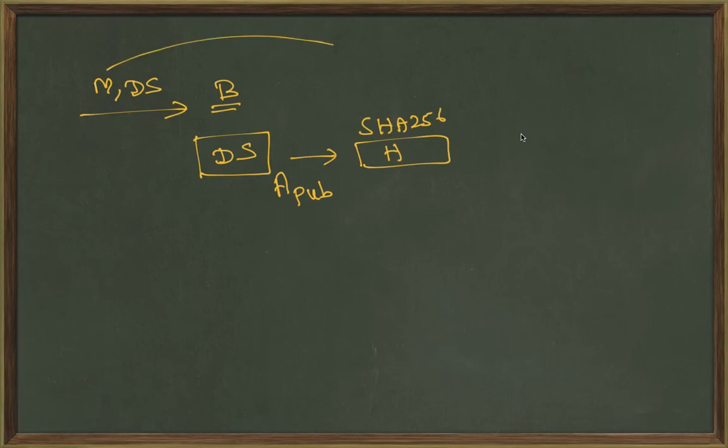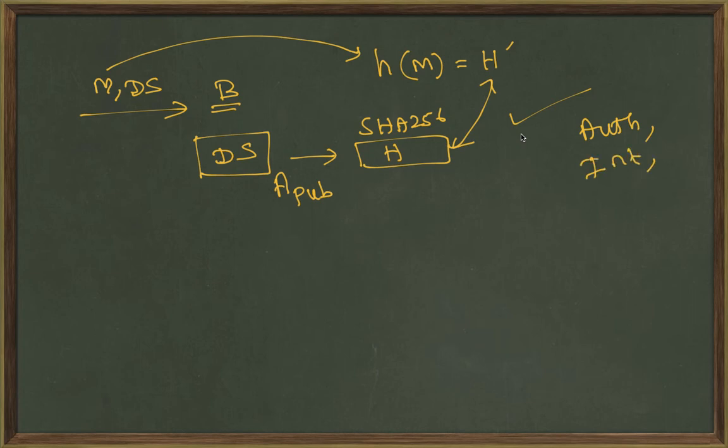Then Bob will take this message and, using the same SHA-256 algorithm, he will calculate the hash value, h dash. If both this and this are matching, that means the signature is verified. That means the authenticity is verified, the integrity is verified, non-repudiation is also verified, because in the whole universe, the only person who has the private key is Alice. Nobody else has Alice's private key, right? That means we get all the three properties: authenticity, integrity, and non-repudiation.